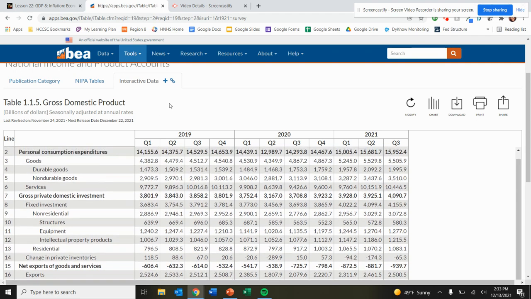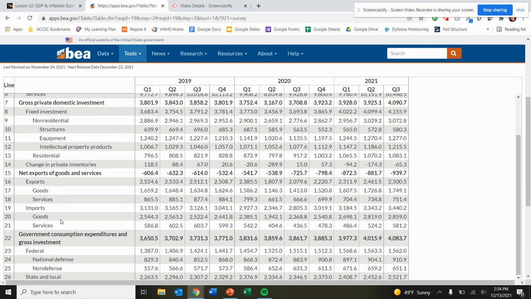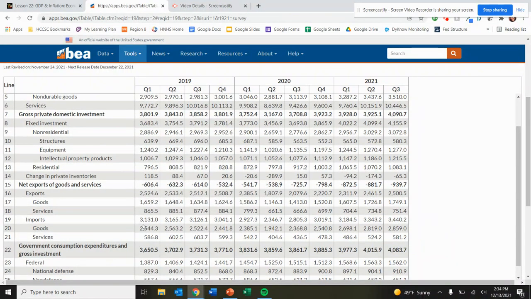Now, the rest of the lines, 2 and down, are the individual components here. So the ones that are bolded are our four main categories: consumption, line 2, investment, line 7, net exports, line 15, and government spending, line 22. Okay, within those categories, they break them down even further.